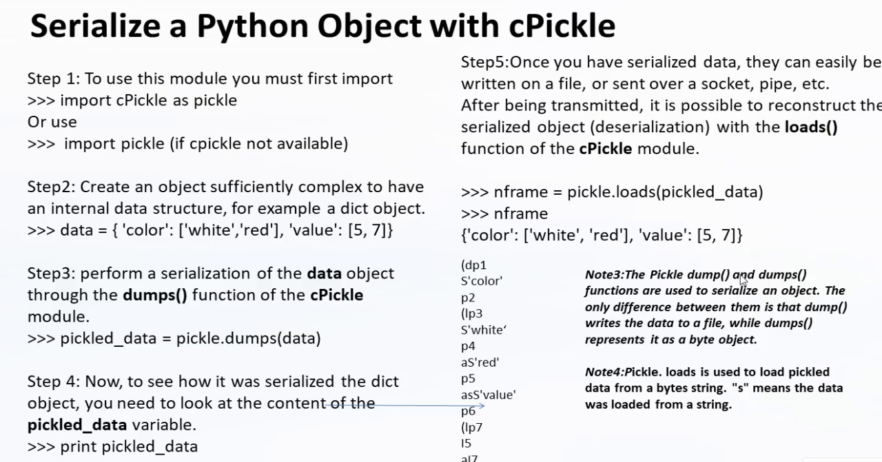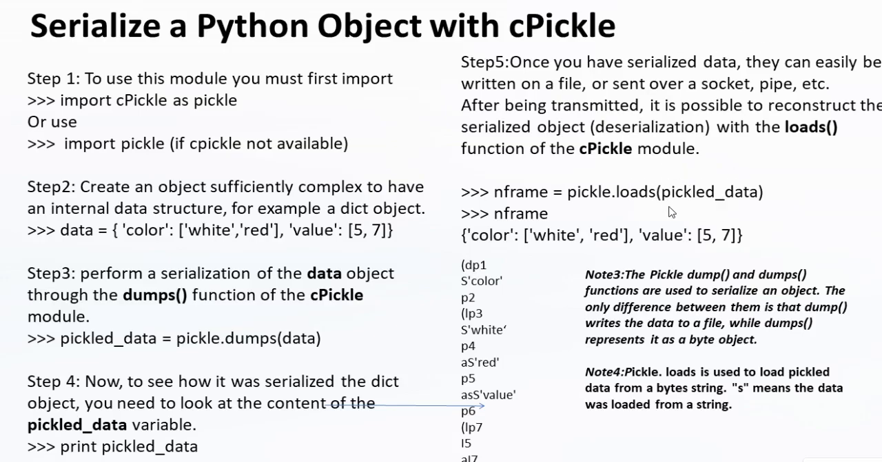In this session what we have learned are two main functions, dumps and loads, both belonging to the pickle module. Now pickle also has a function called dump. The difference here is, if you just use the dump function under the pickle module, it will write the data to a file. But if you use the dumps function, it will represent it as a byte object. That's the difference.